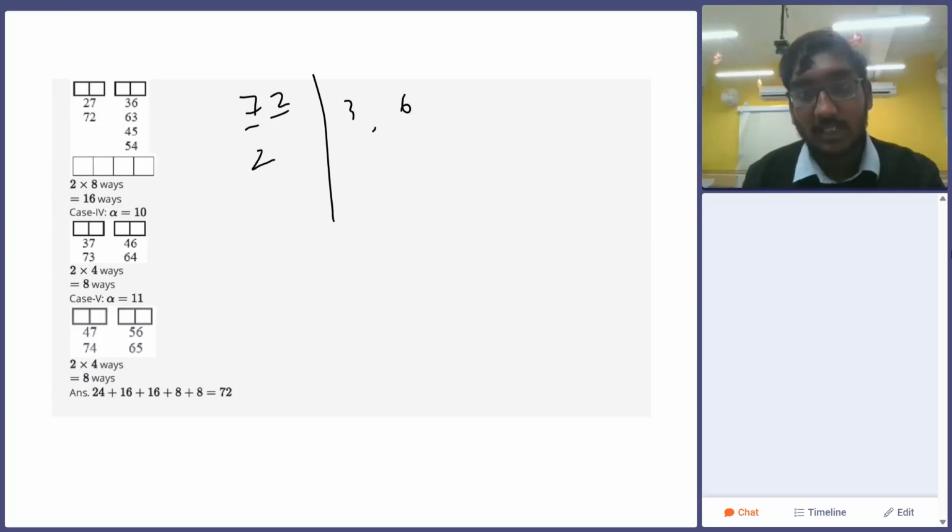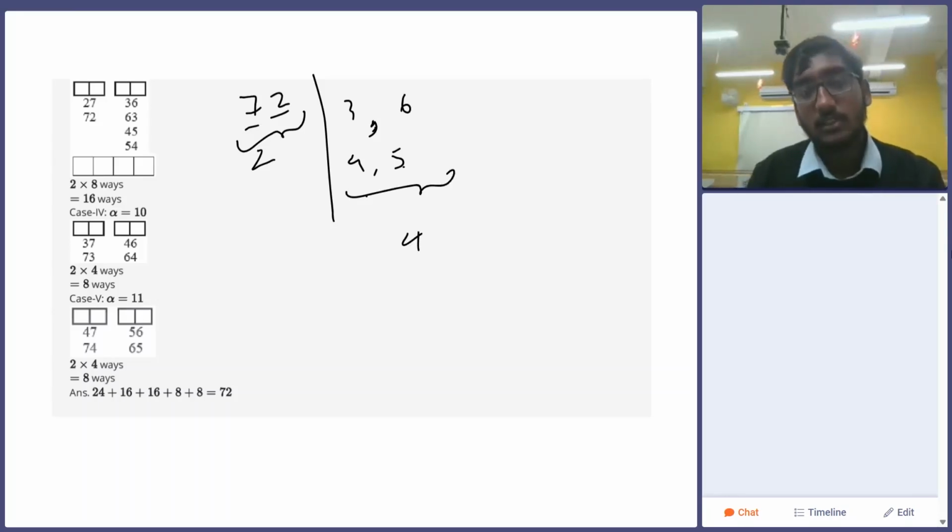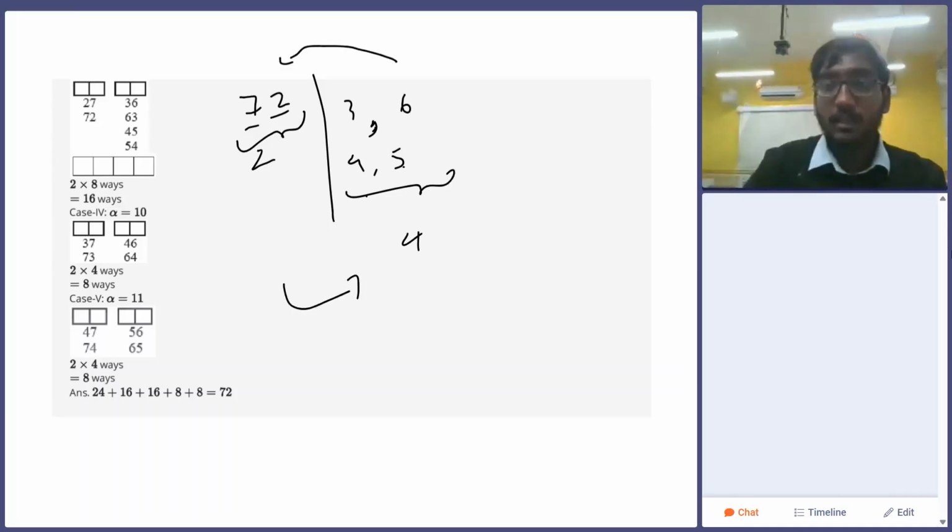3, 6 is where it starts. 3, 6, 4, 5, and again 5, 4, 6, 3. These two will be repetitions. So basically 2 ways, 7, 2 or 2, 7. Likewise 3, 6 and 4, 5, two ways are possible for each, that is 6, 3 and 5, 4 also. So totally 4 ways. So 2 into 4 is 8. Again, there can be an internal swapping, where the first two can occupy the last two and the last two can occupy the first two. So 4 into 2 into 2, that is 16 ways again.